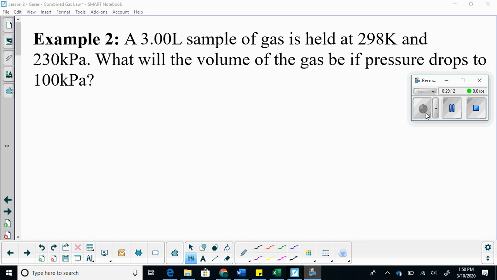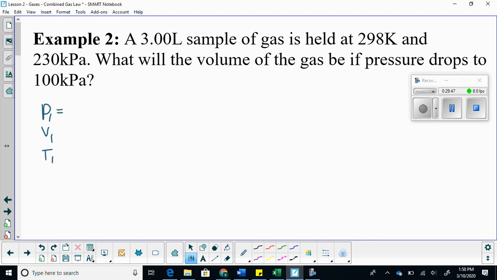Okay, I'm going to help you guys set up example 2, and then you guys can try it on your own. It says a 3-liter sample of gas is held at 298 Kelvin at a pressure of 230 kilopascals. What will the volume of the gas be if the pressure drops to 100 kilopascals? Did it say temperature changed? No, temperature did not change. So your T1 and your T2 are equal. It is constant temperature. Okay, so I will set this one up for you, and then you can check your answer after.